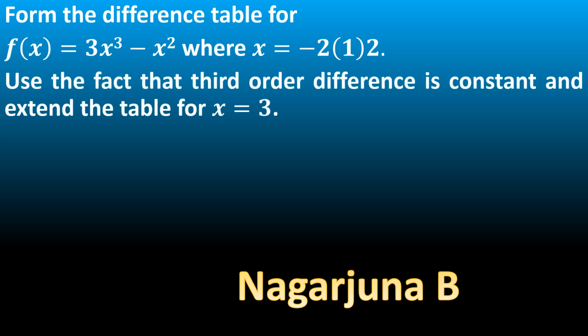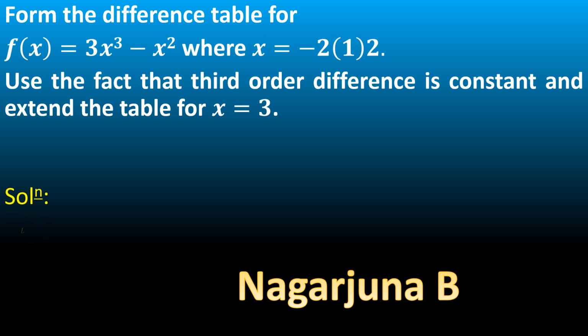And they are also given, use the fact that the third order difference is constant and extend the table for x is equal to 3. That means you need to construct the table. Along with constructing the table, you have to consider the third order difference is constant, and using that you have to extend the table to find the value of y when x is equal to 3.